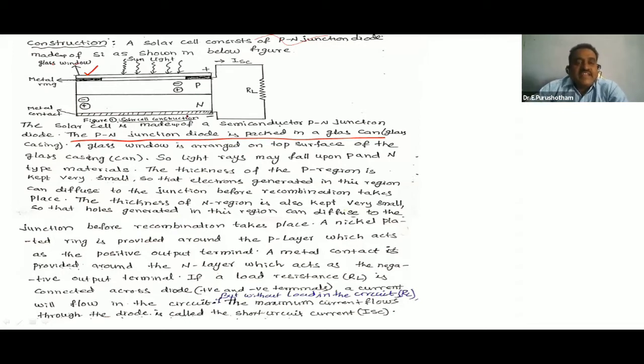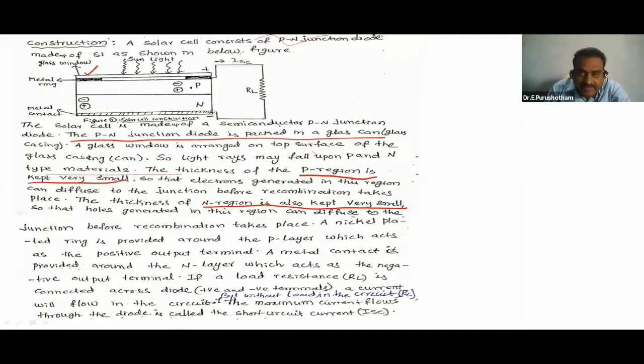The P region is kept very small and the N region is also kept very small, so that holes generated in the N-type semiconductor can diffuse to the junction before recombination.